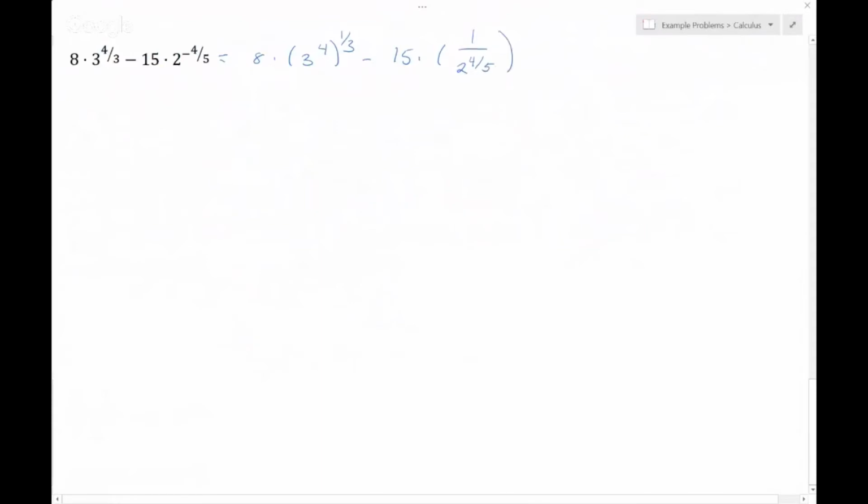Next, we can evaluate the 3 raised to the 4th, which is 81. And then we can also pull out the 1/5 from the 4/5 exponent of the 2. And this allows us to simplify it even more in the next step by converting them into roots and evaluating the 2 raised to the 4th power.